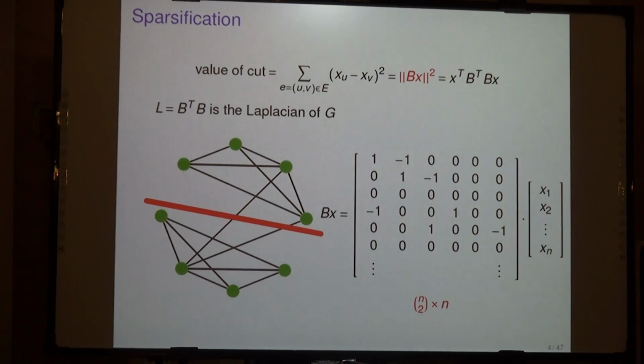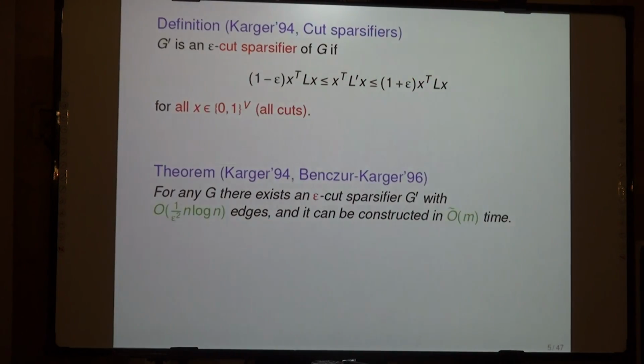Good. Okay, so what we have is that the value of a cut given by x, where x is the indicator vector, is nothing but x transpose B transpose B x, because this was the L2 norm squared of Bx. And B transpose B is exactly the Laplacian of G. So what this means is that the quadratic form of the Laplacian, that is x transpose L x for various x in R^n, in particular encodes all the cut information in the graph. So if you plug in values of x that are 0, 1, you just recover all the cut information. But this is more general, because you can look at the quadratic form of the Laplacian evaluated at arbitrary x on the real line.